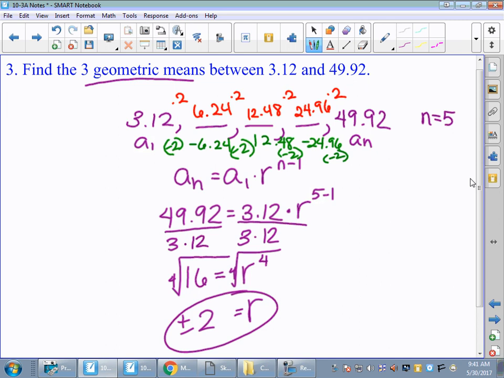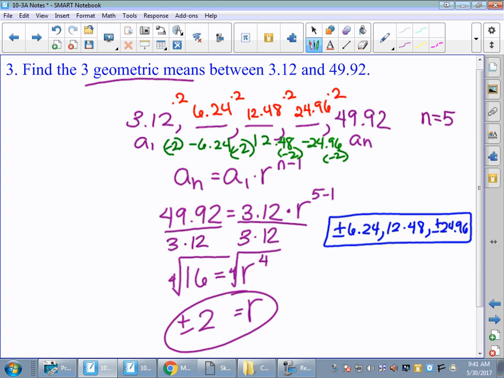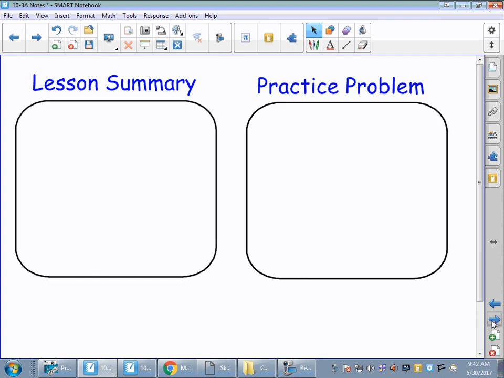So when I answer this, I'm going to write my answer as both positive and negative 6.24, just a positive 12.48, and then a positive and negative 24.96. You can list them as separate numbers, or you can list them like this. So notice the 12.48 is not both positive and negative because the negative turned into a positive and the positive just stayed positive. So a little bit more confusing there. Just remember, when you take an even index, I took the 4th root of something, I have to include both positive and negative. So there you have it in a nutshell.